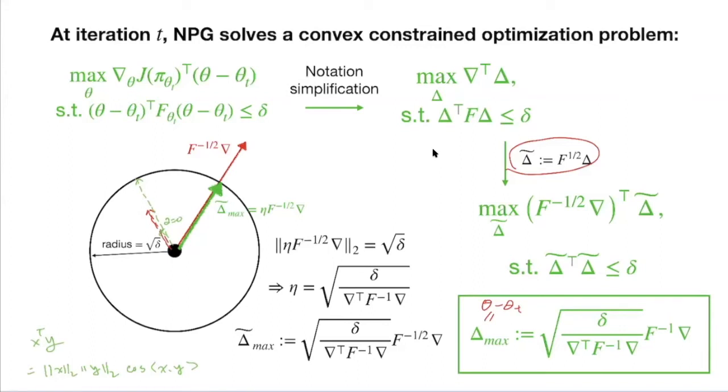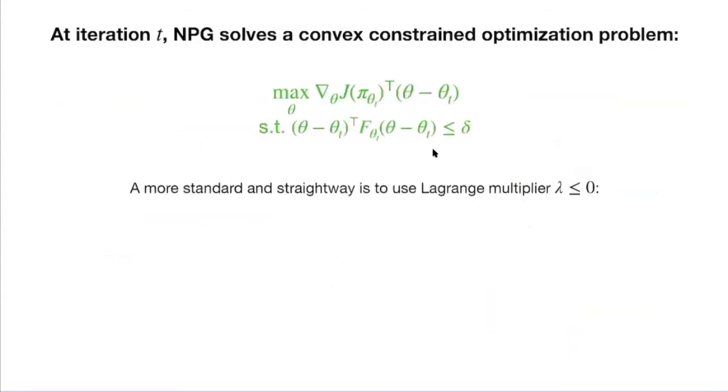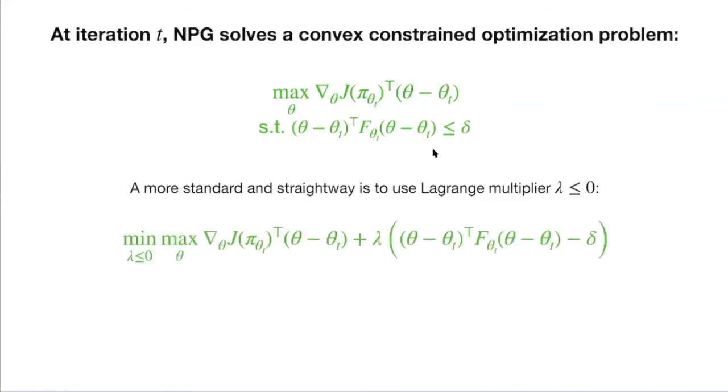Any questions for this derivation? There is a more standard and straightforward way to do this using a Lagrange multiplier, which I'm not going to talk about because many of you probably haven't heard about it. Maybe you did when you learned SVM, where you talked about the primal and dual versions, but I'm not going to assume you know it. A standard way is to introduce a Lagrange multiplier, lambda, and put the constraints back into the objective function.